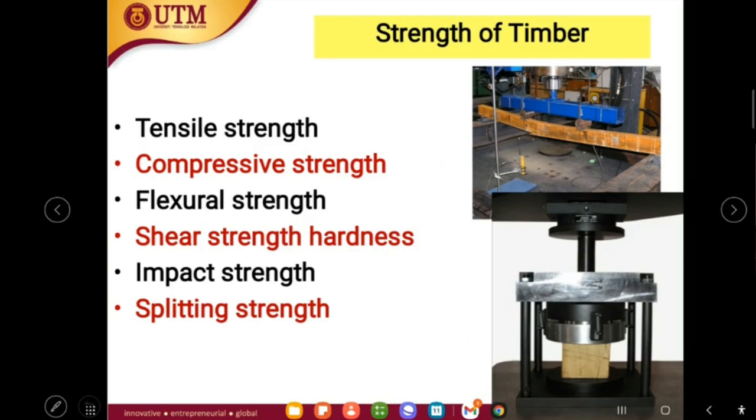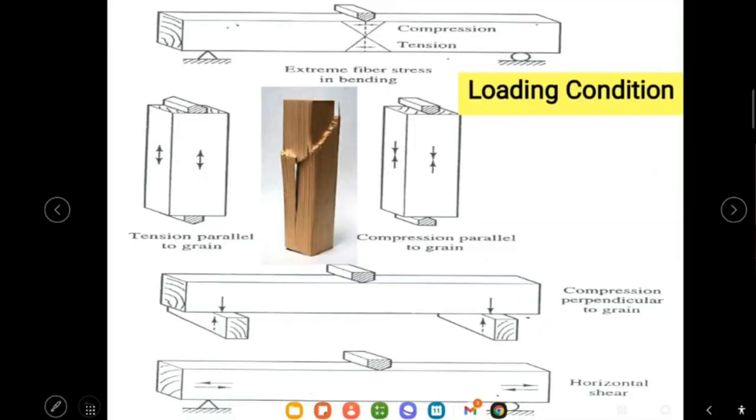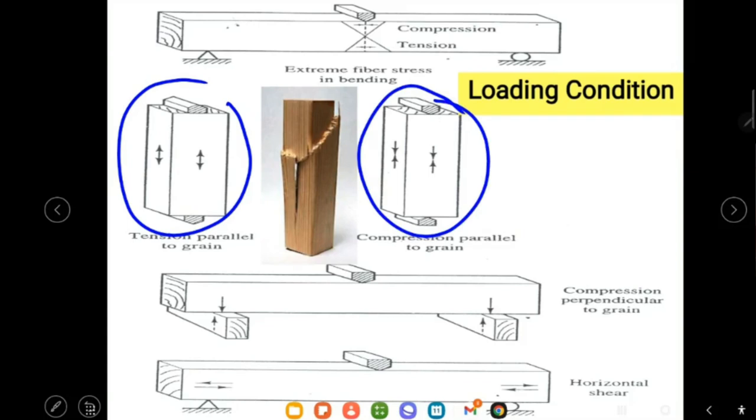The strength of timber we can look into in terms of tensile strength, compressive strength, flexural strength, shear strength, hardness, impact, and also splitting test. We will discuss them one by one. When a thing is under compression, it is being compressed, and the force is in this direction. When a material is under tension, it is being pulled away. I believe you all already know.